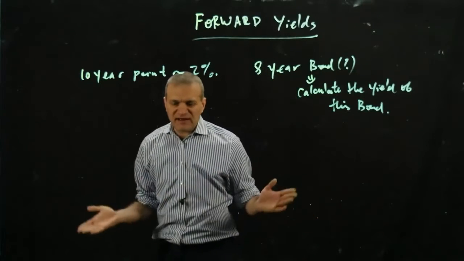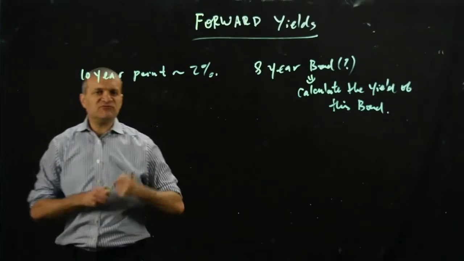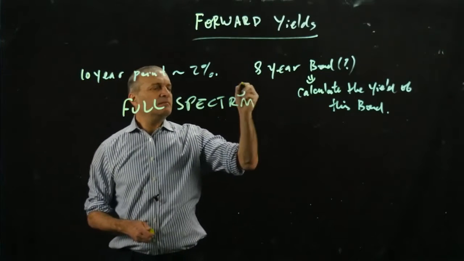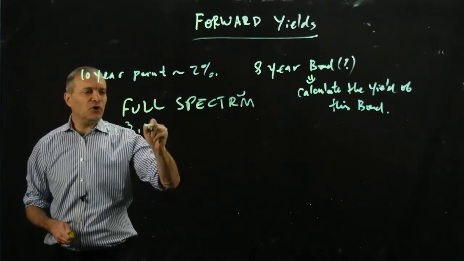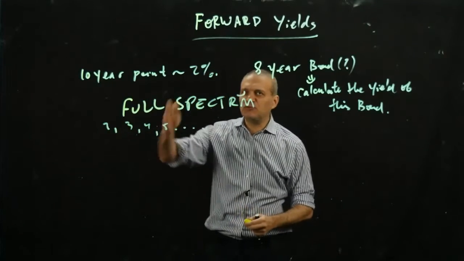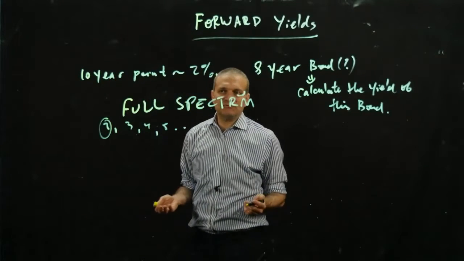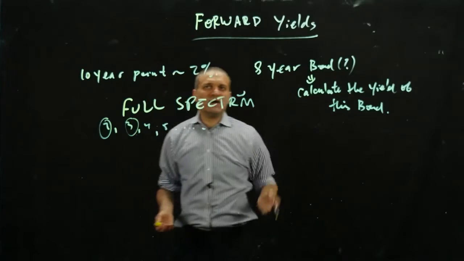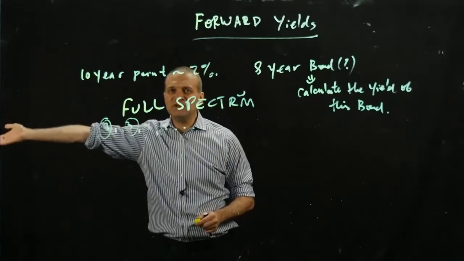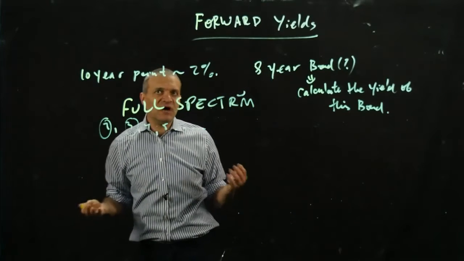Now, if we have the full spectrum, bonds maturing in 2, 3, 4, 5 years, and so on, in principle ad infinitum, we can actually calculate the full spectrum 2 years from now. For example, the bond which is 2 years is going to be a cash bond. The 3-year bond is going to be basically a 1-year bond. So the yield of this 3-year bond 2 years from now will be basically the yield of a 1-year bond. The question is how we can do it.